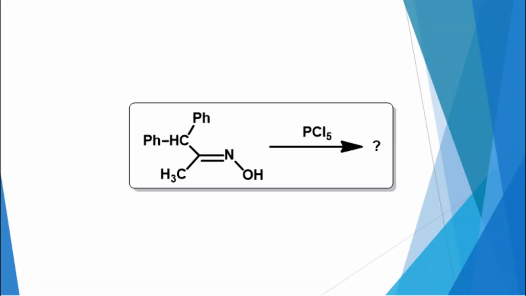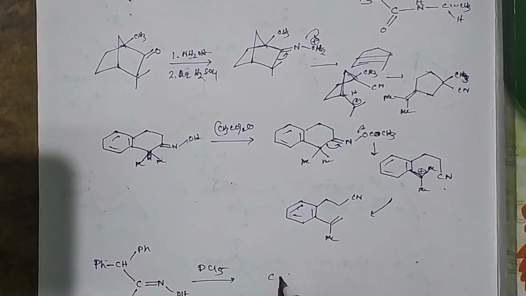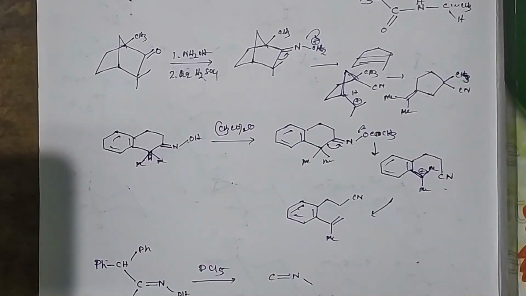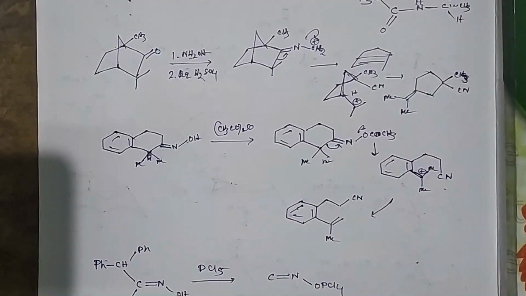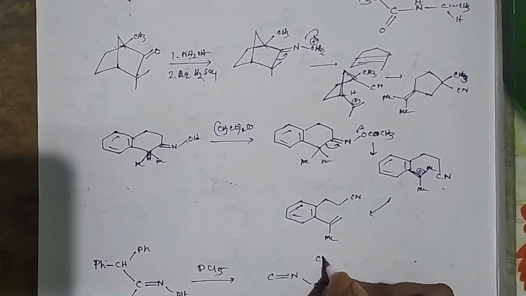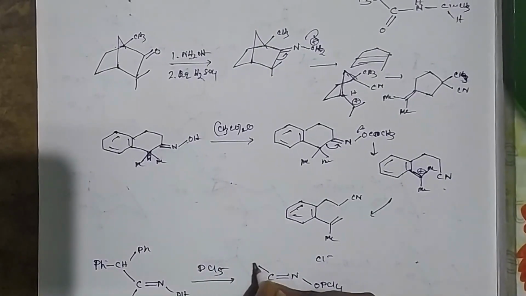Now let's move on to our next problem, where we are given an oxime and PCl5 as a reagent. Okay, so now you know that the PCl5 reacts with OH. So OH just attacks the phosphorus. OH group is converted into an OPCl4 group, which is also a very good leaving group. And Cl- is liberated in the reaction medium.